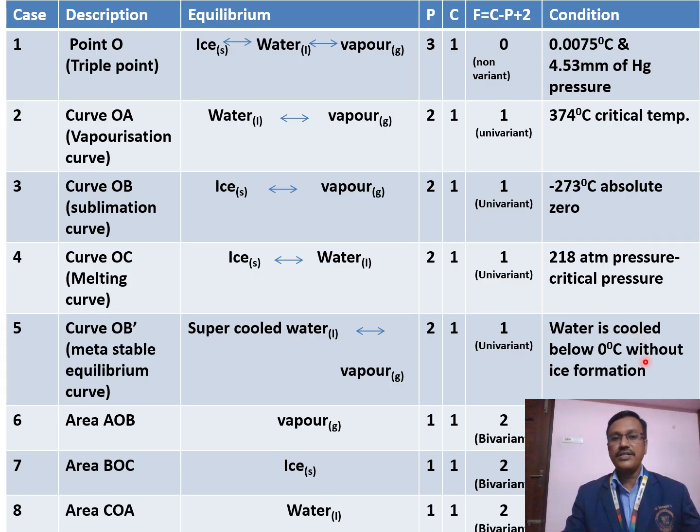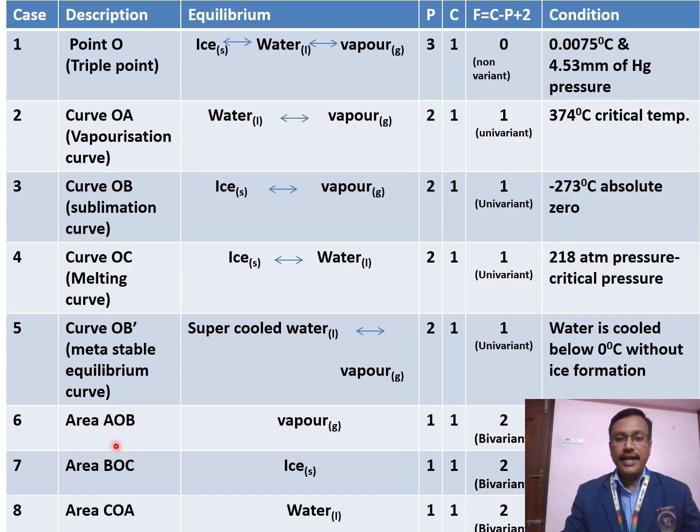We have mentioned the conditions also. For point O, what are the conditions? 0.0075 degrees Celsius and 4.5 millimeter of mercury pressure. Curve OA, 374 degrees Celsius is the critical temperature. Curve OB, minus 273 degrees Celsius, it is absolute zero. Curve OC, it is 218 atmospheric pressure, known as the critical pressure. Curve OB dash is the special curve. It is also known as the metastable equilibrium curve. Supercooled water is in equilibrium with vapor. Water is cooled to below 0 degrees Celsius without ice formation.